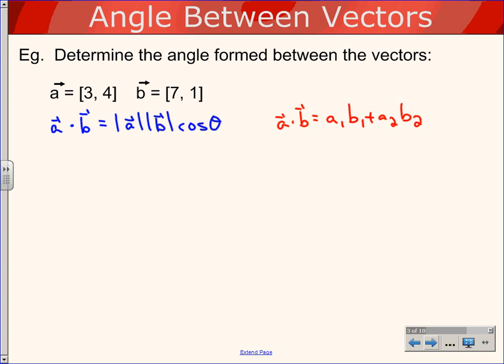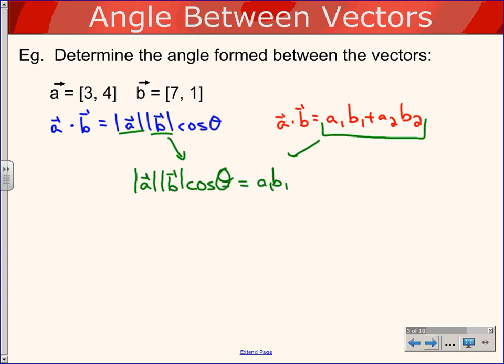to calculate the magnitude of A and the magnitude of B. We can calculate that, we can calculate that, and we can calculate that. Which means the only thing that's missing is cos theta, which will allow us to get the angle. So basically what we're doing is we're putting these two formulas together, and we're saying this is true. That's our formula that we're going to basically use here.